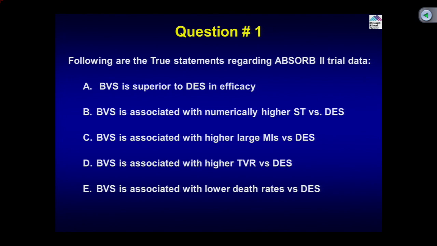Now, three quick questions. Following are the statements regarding ABSORB II trial data. BVS is superior to DES in efficacy. BVS is associated with numerically higher stent thrombosis versus DES. BVS is associated with higher large MIs versus DES. BVS is associated with higher TVR versus DES. And lastly, BVS is associated with lower death rate versus DES.